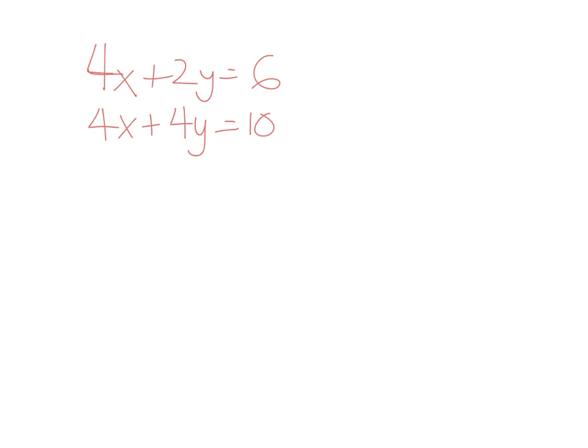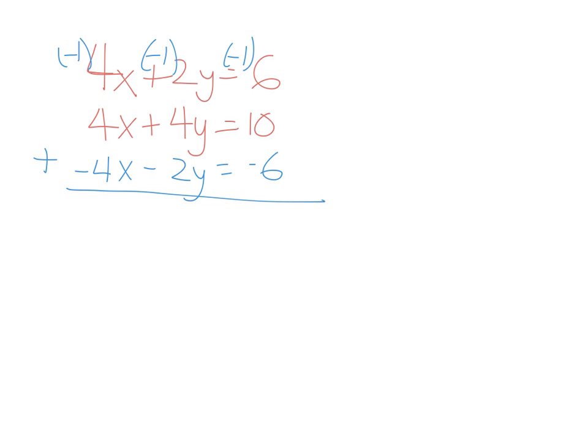The next problem, we're going to do 4x plus 2y equals 6, and 4x plus 4y equals 10. I'd like you to put this on pause and you try this problem. Okay, when I did the problem, I realized that I have a positive 4 and a positive 4. So I'm going to multiply one of the equations by negative 1, and that equation turns to negative 4x minus 2y equals negative 6.